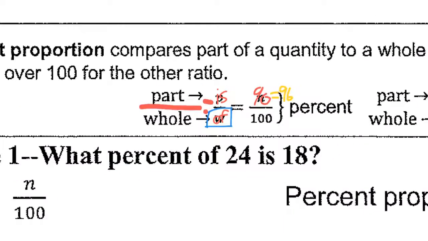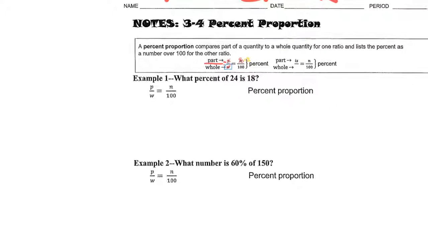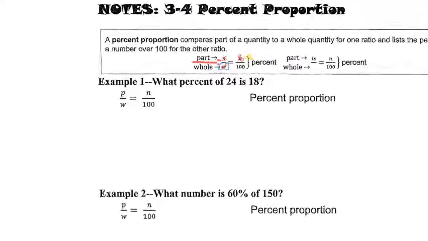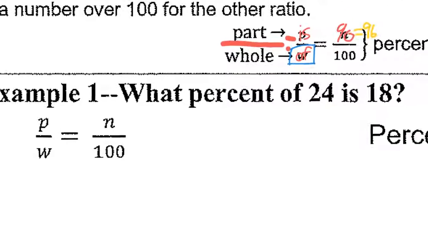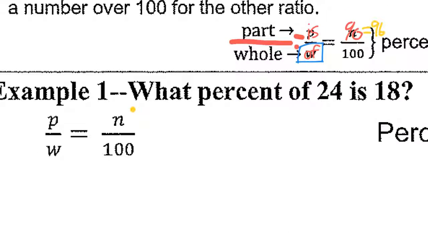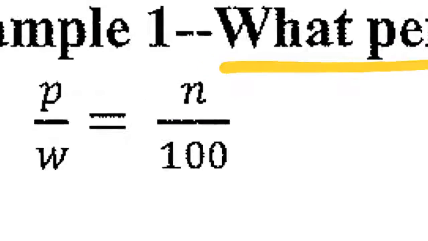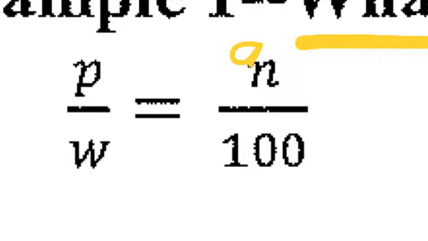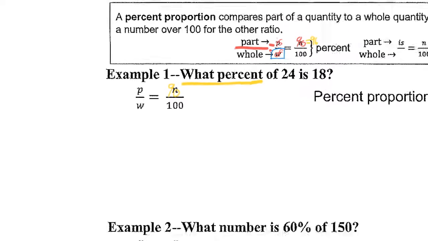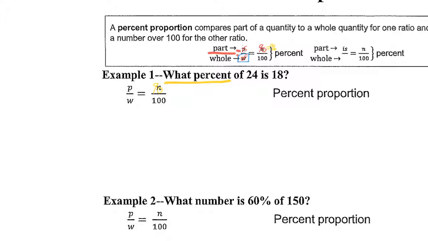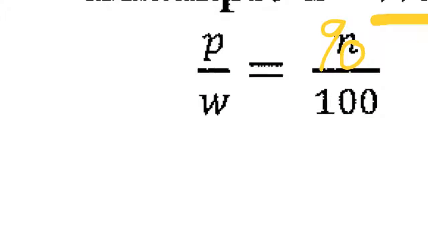So now I'm going to start going through some of these. We'll go through the examples real quick, and then we'll take a look at a couple of other problems as well. So example 1, the question says what percent, meaning we do not know the percent. This is the thing that we are trying to find right here. We do not have a number that we can assign to that. It says what percent of 24. So that is going to be our whole, our entire amount. So 24 is going to be our whole.